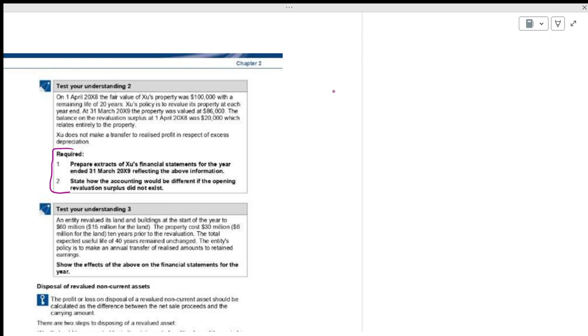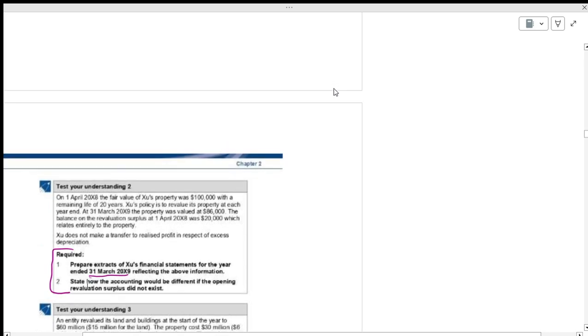Prepare extracts of financial statement, extracts only, for the year ended 31st March 2009. Show how the accounting will be different if opening revaluation surplus balance does not exist. Point number 1 and point number 2. First we will do point number 1. Prepare extracts of the financial statements for 31st December 2009.